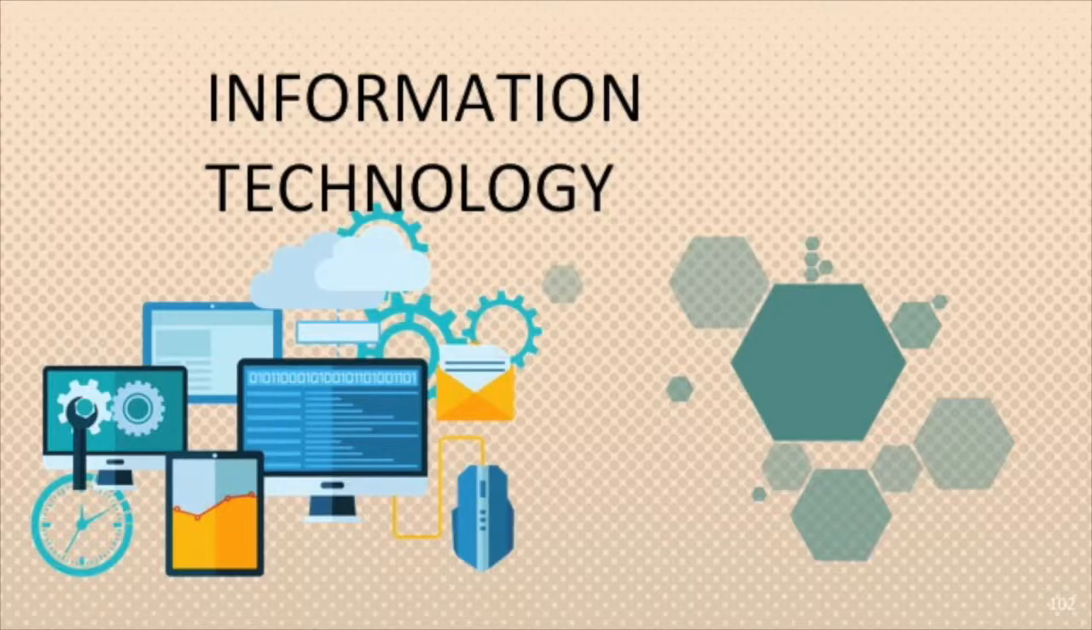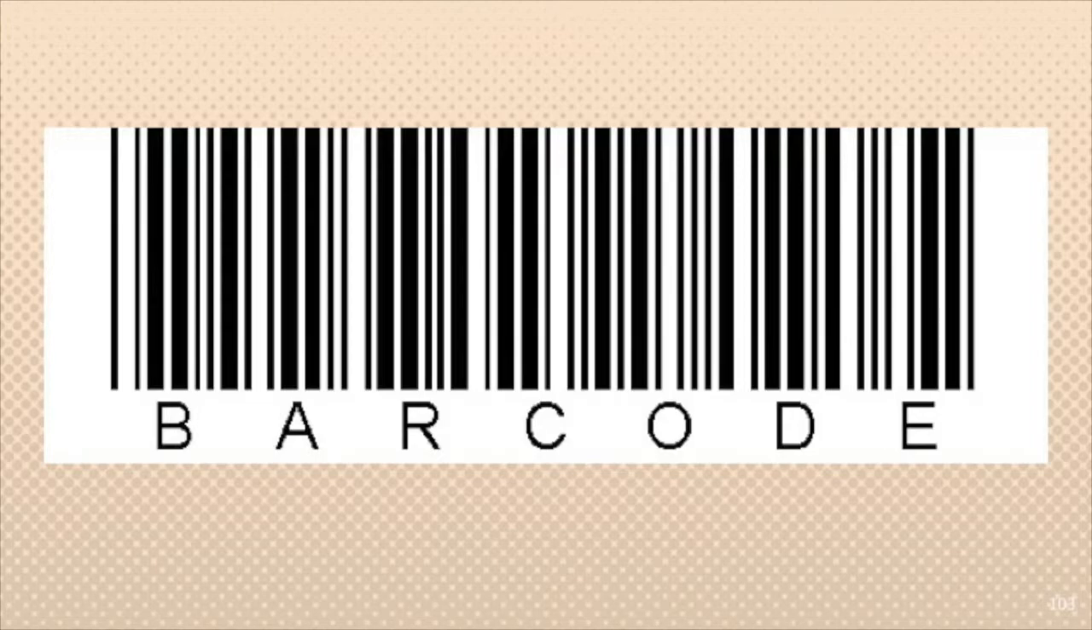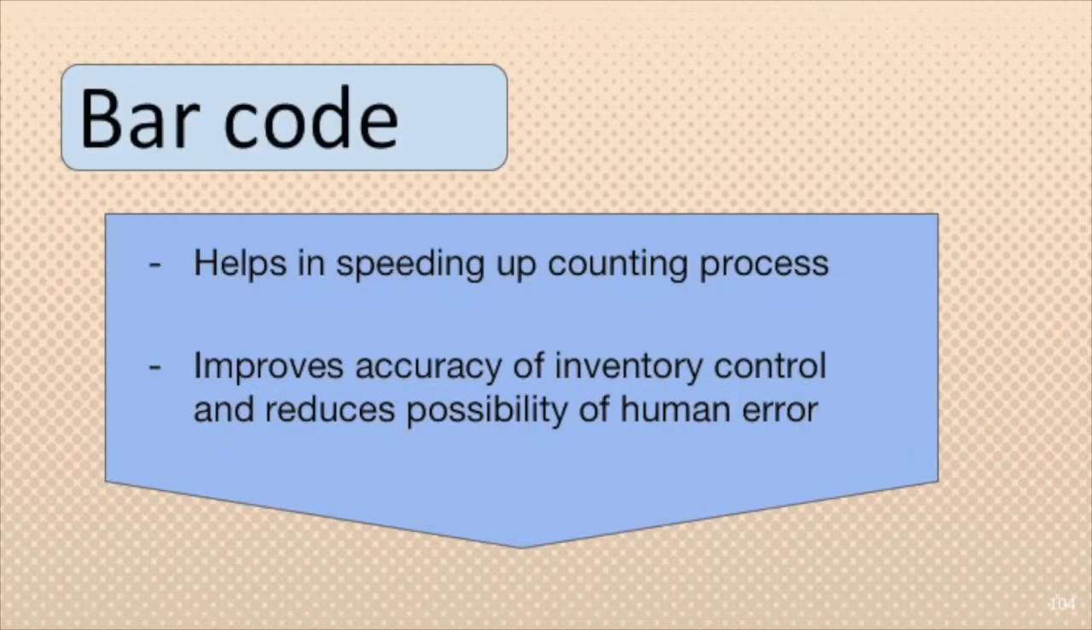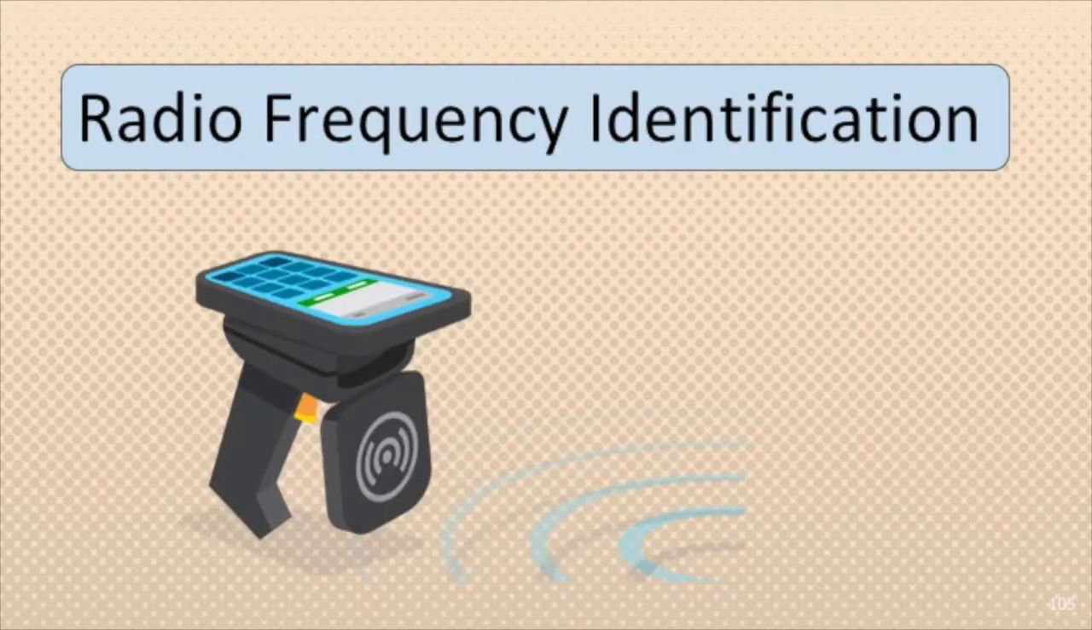We will now proceed to the different technological advancements that contribute to the efficiency of storing and receiving items. The first one is barcoding. What is a barcode? A barcode is a machine-readable code in the form of numbers and a pattern of parallel lines of varying widths, printed on and identifying a product. It helps speed up the counting process, improves accuracy of inventory control and reduces the possibility of human error. Another gadget that is widely used in inventory control is radio frequency identification.